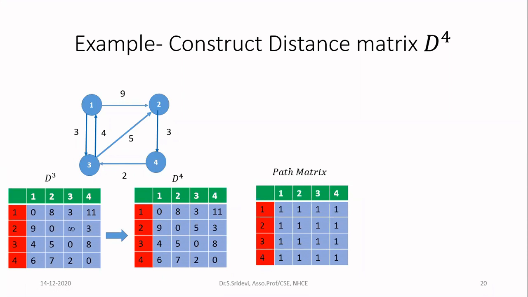So if you have infinite in that particular cell, you write 0, meaning that there is no path. If you have any value other than infinite, you write 1. It is going to tell that there is a path. Now we have constructed the path matrix. Since we don't have any infinite in any of the cells, I am going to fill all the cells with 1.